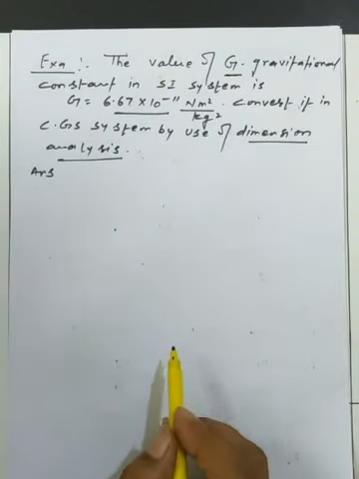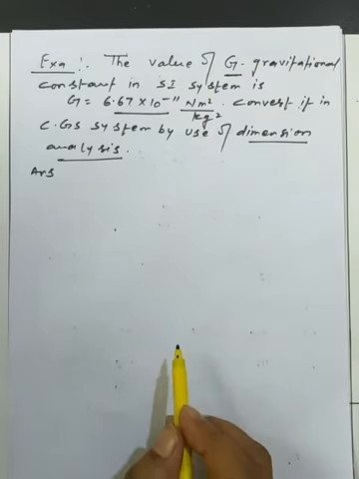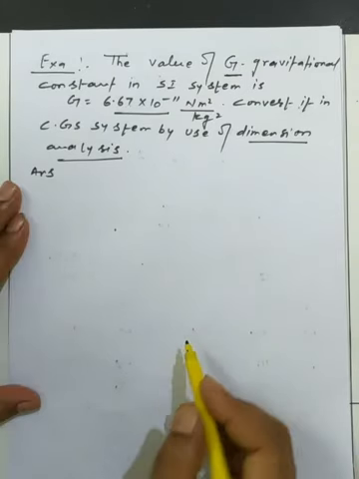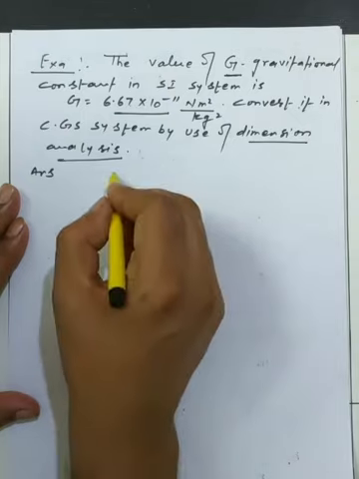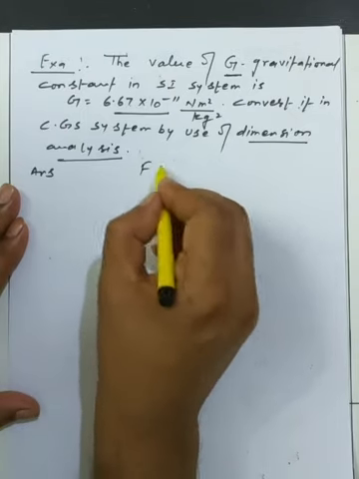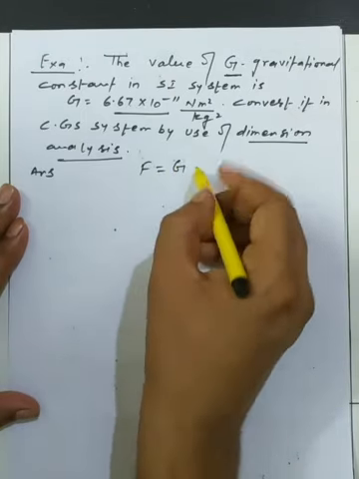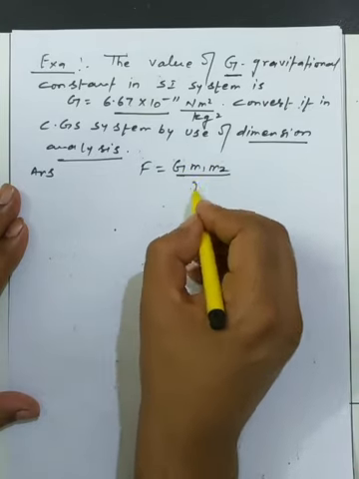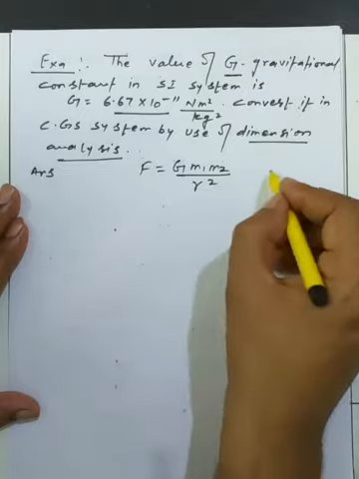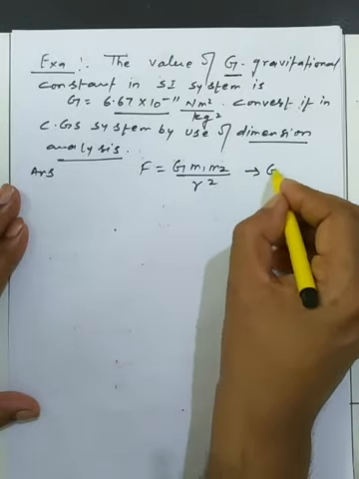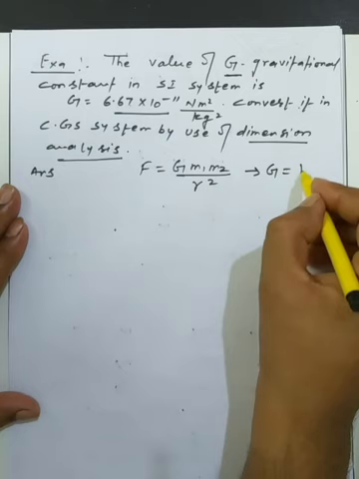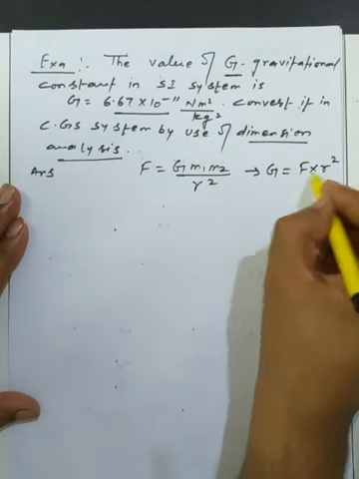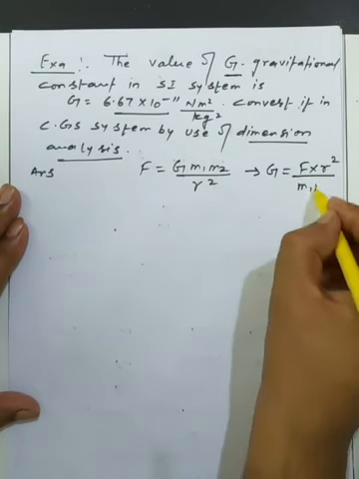So first we need to find the dimension of the gravitational constant. I am using the basic formula of gravitational force: F is equal to capital G times the masses of the two particles divided by R square. What I have to calculate is G, so I am separating G: G equals F into R square divided by M1 and M2.